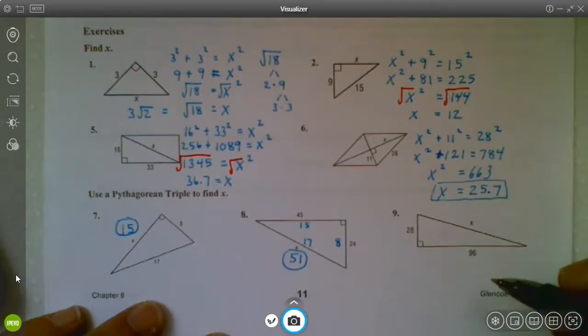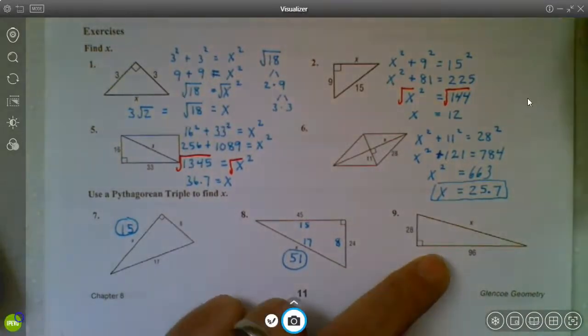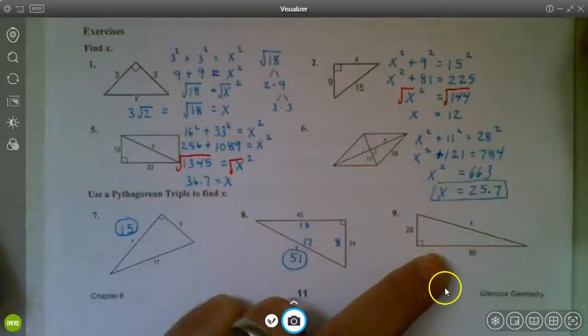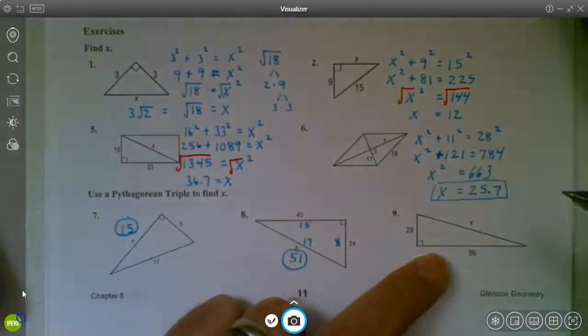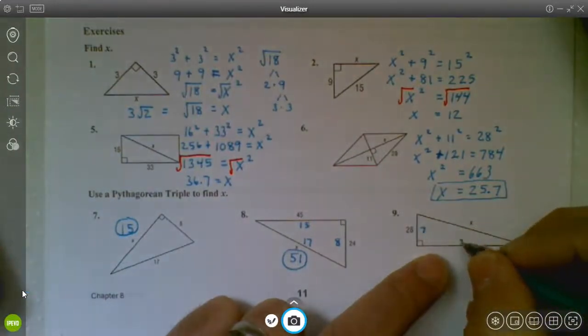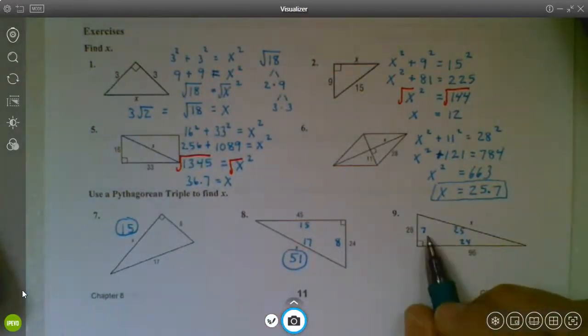All right, let's try one more of those, and feel free to pause and give this one a shot on your own. So take a look at this one right here, 7, 24, 25. So let's see how that pattern would work right here. So this is a 7, 24, 25. So if I look at that pattern, well, what happens when I multiply all of them by 4?